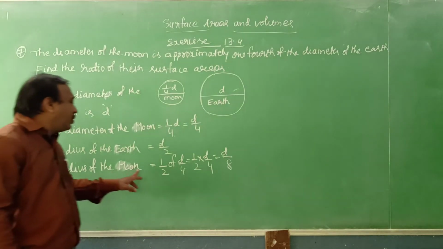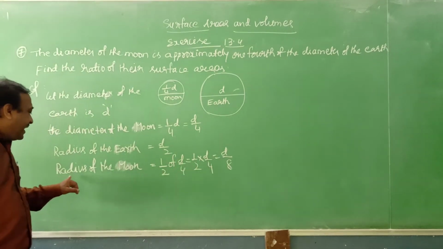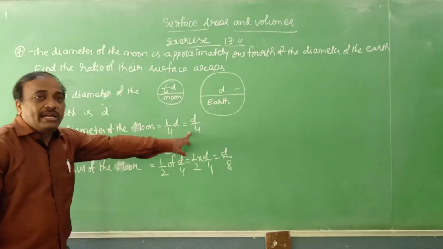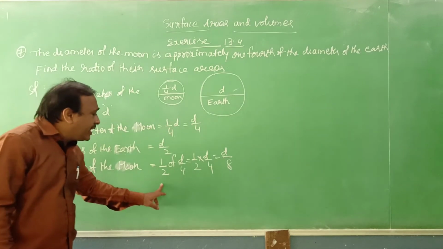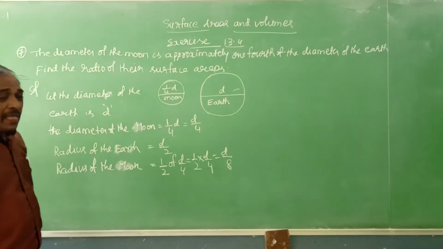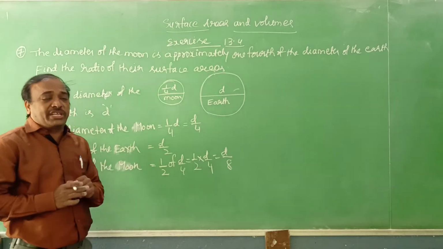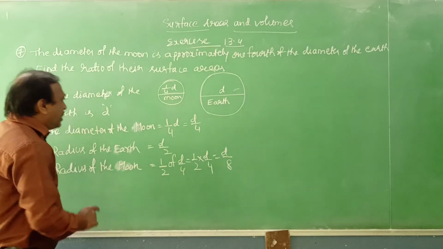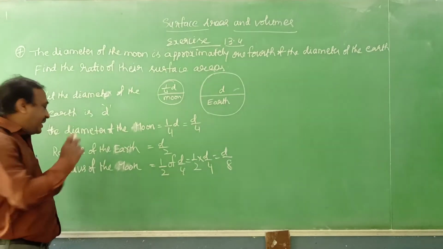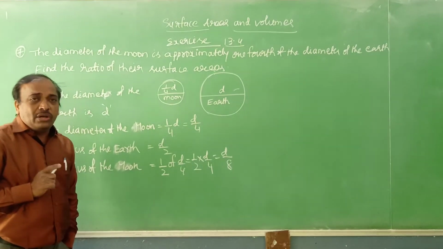Radius of the moon is d by 8. Observe it. Radius of the moon is half of the diameter. What is the diameter actually? d by 4. So half of d by 4 is half into d by 4, which equals d by 8. Now they both are in which shape? Spherical shape. So we found the radius of the earth, and the radius of the moon also.